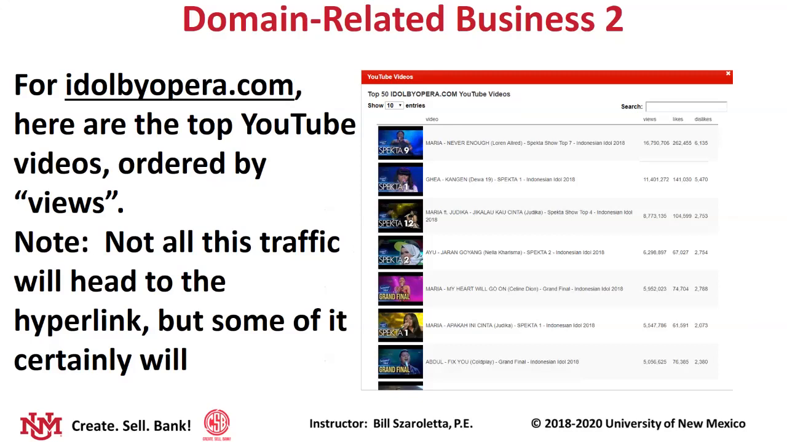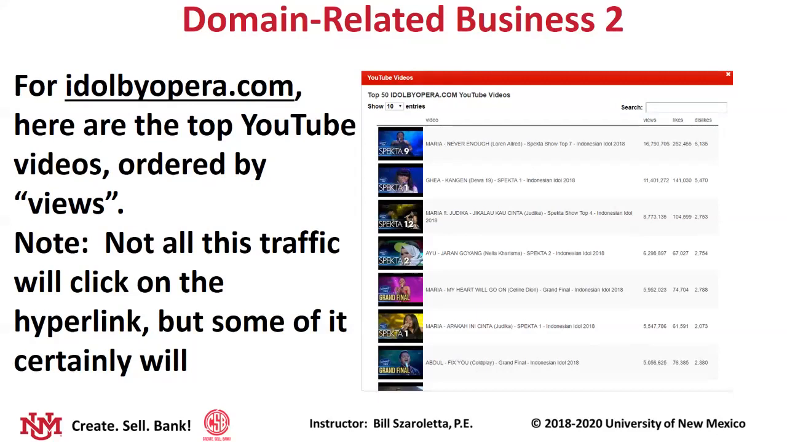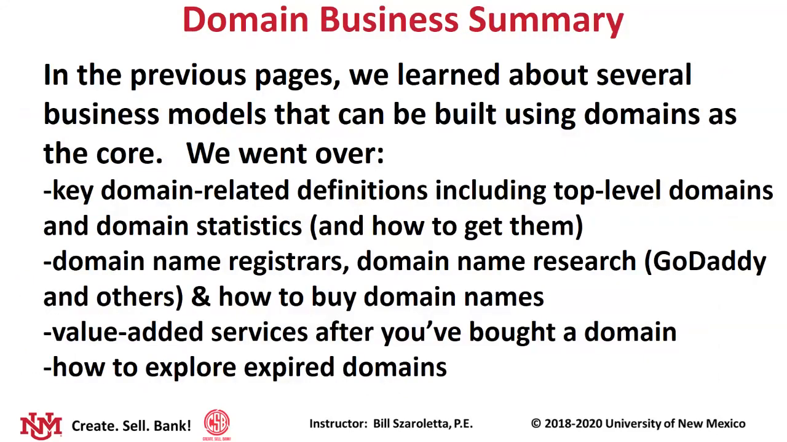You can see the videos that show up, and you can see the number of views, like Maria Never Enough, Lauren Allred, 16 million views. The next one down has 11 million, then 8.7, 6, a little less than 6. And if you buy that particular domain, since it is available, some of this traffic, people will want more information, and they'll go off and do that. So anyways, there's a couple of business models, and we will talk about different business models as we go along.